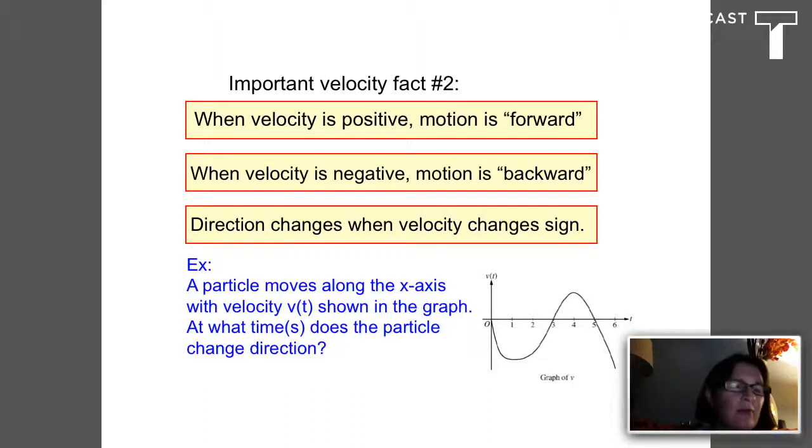So here in this problem, I have the graph of the velocity of a particle. This only works because I have the velocity graph. I think at time t equals 3, velocity changes from negative to positive. At time t equals 5, the velocity changes from positive to negative. I would say that the particle changes direction at time t equals 3 and t equals 5.